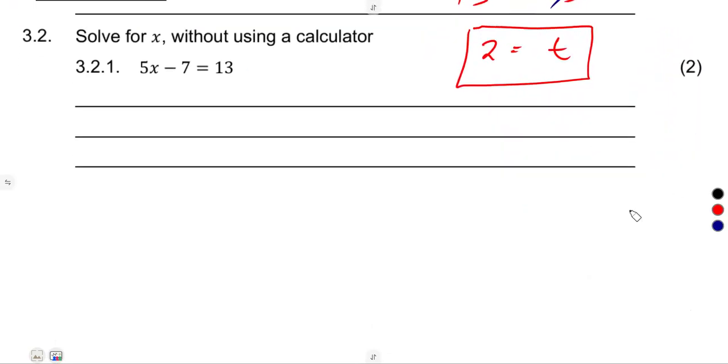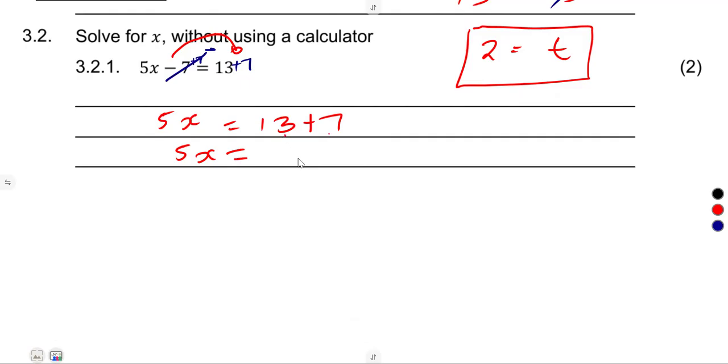All right, let's consider 3.2. Solve for x without using a calculator. 3.2.1, that's 5x minus 7 is equal to 13. Solve for x. So let's get rid of the -7. It's going to be to the other side. So that's 5x is equal to 13 plus 7. The moment it crosses the equal sign, it changes the sign. Or you ask yourself, how can I get rid of the -7? I add 7 here. I also add 7 so that this cancels. So 5x is equal to what?